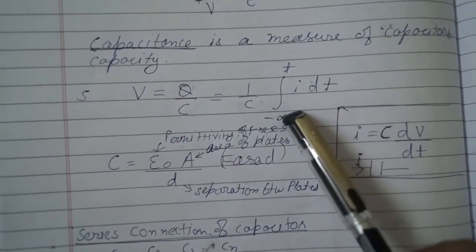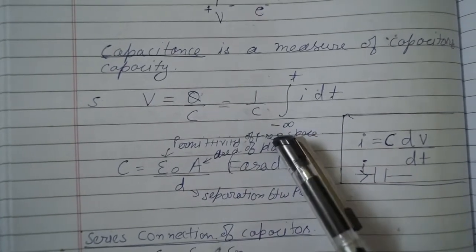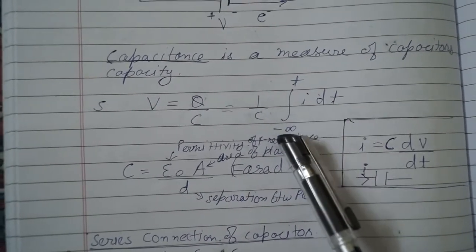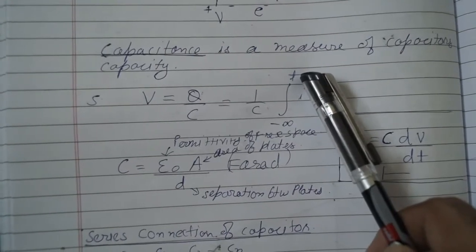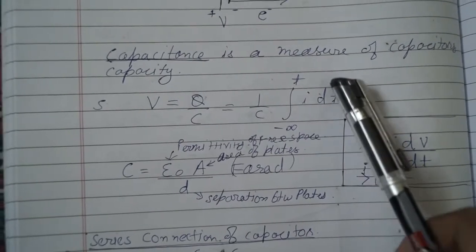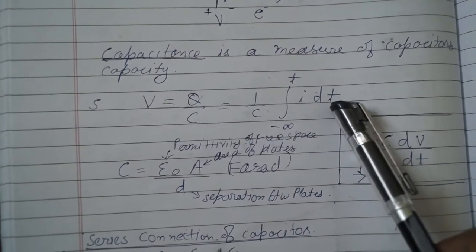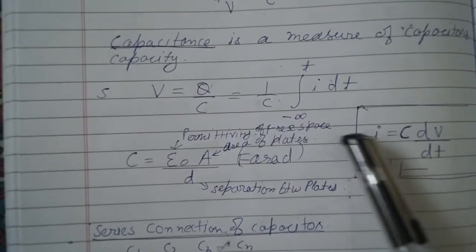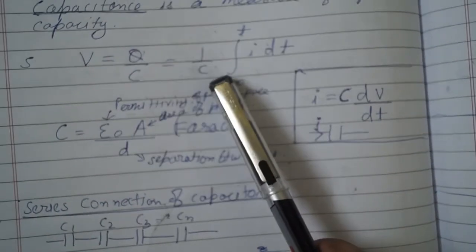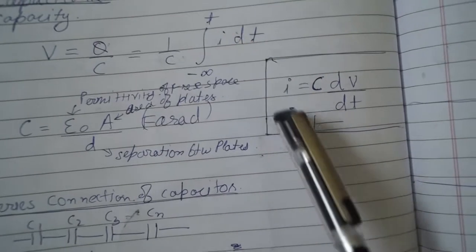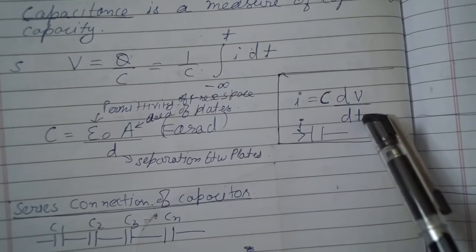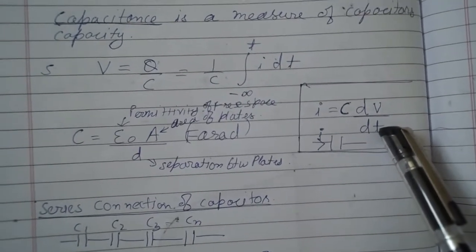Okay, so this states that the voltage is the integration from minus infinity to the time at which we are seeing the voltage, of the current, divided by C. And if we do differentiation from this, we get I equals C dV by dt, which gives us the current through the capacitor.